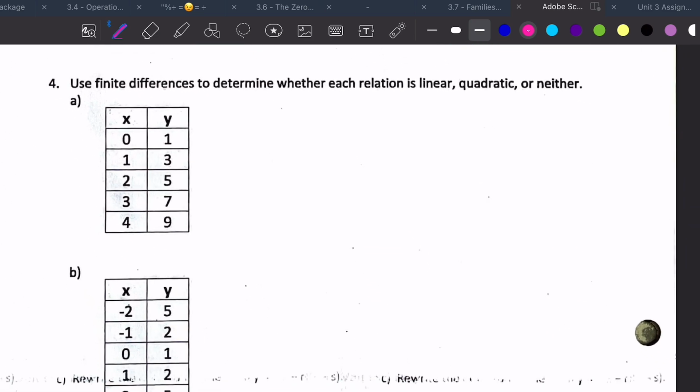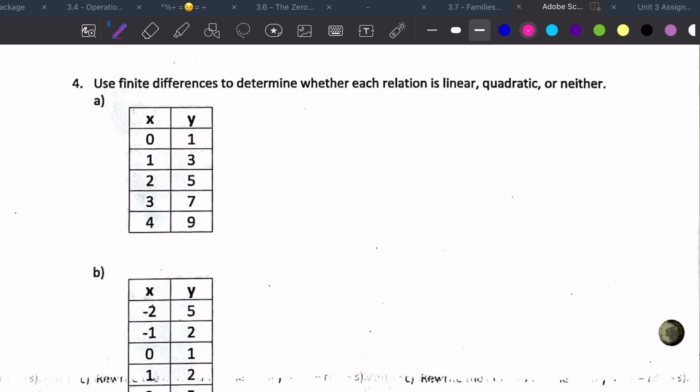Do y'all want to try number 4 on your own and see if you can determine whether or not this data set is a line, a parabola, or neither of them? Yes, we want to. Try it on your own. Or if someone wants to do it on the iPad, you can have iPad time.